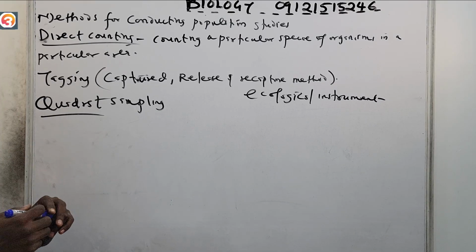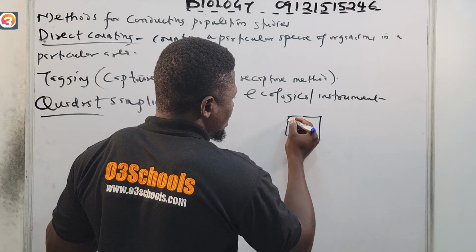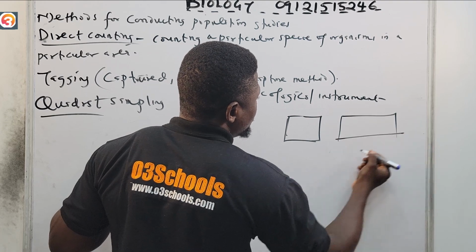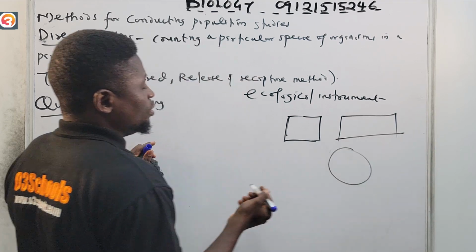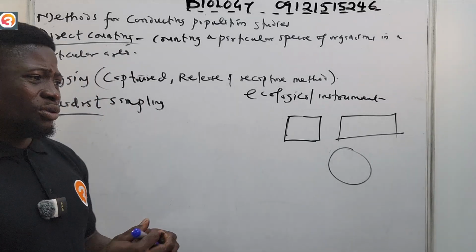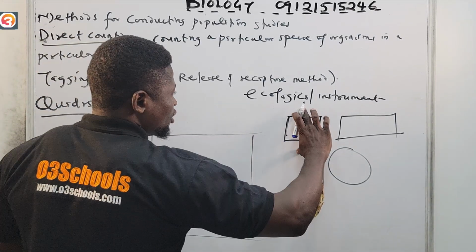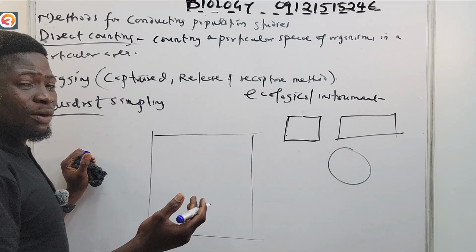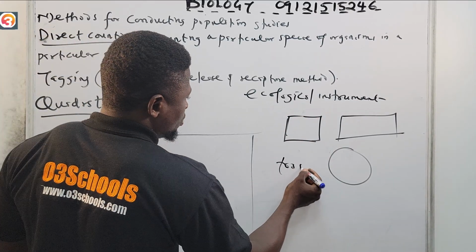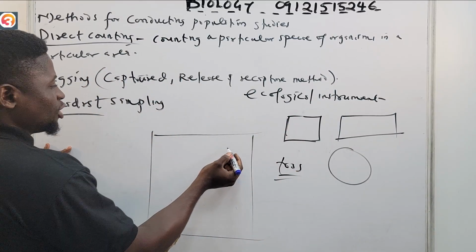A quadrat is an ecological instrument used to estimate population. It may be a square, it may be a rectangle, it may be a circle. It may be circular. So that is what a quadrat is. What's basically happening in quadrat sampling is that you go to a particular field. Let's say this is your quadrat. Then you can carry it and throw it. You can toss it, and let's say it lands somewhere here.